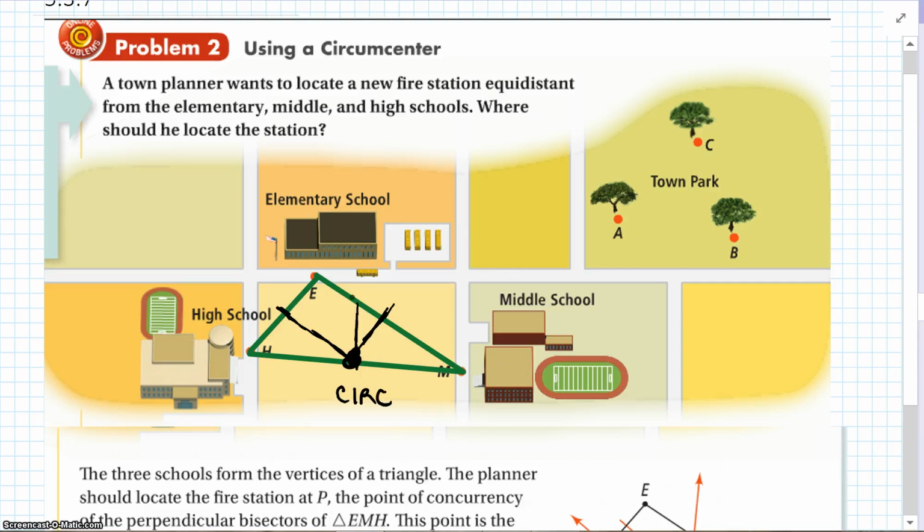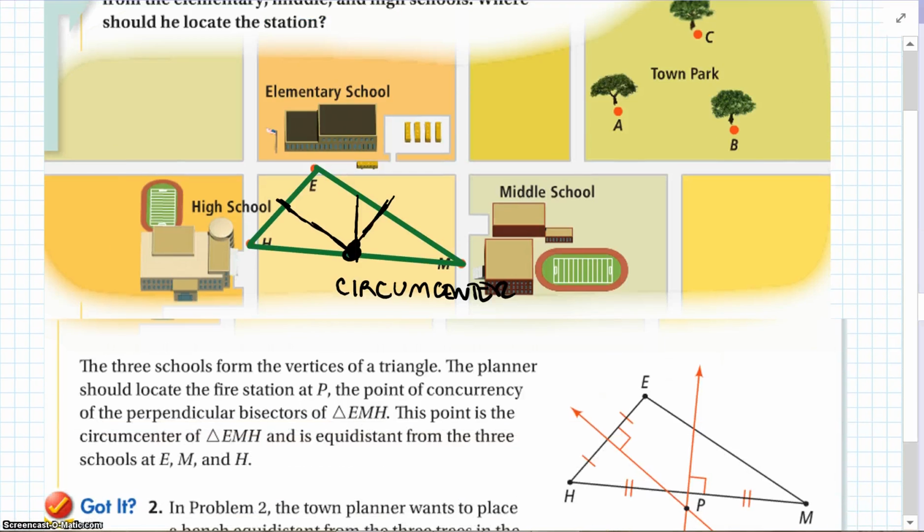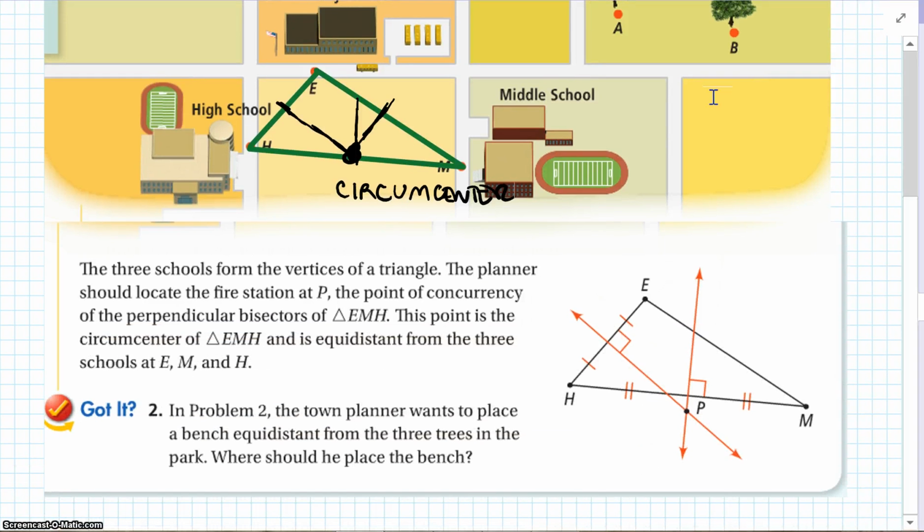Obviously we could do a little bit better to actually find it. But for the sketch, that's close enough for us. All right, so we see that we can find the circumcenter just by plotting the perpendicular bisectors.